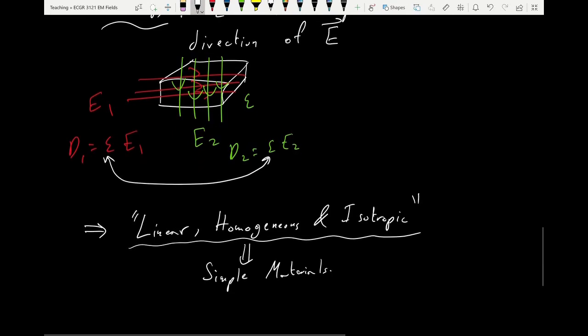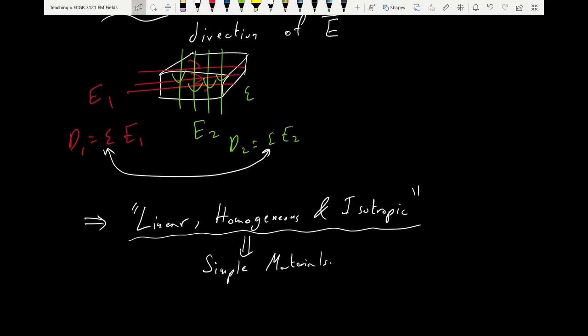Right? Other kinds of materials exist that might be linear in a certain range, but not linear all the way. Might not be homogeneous and might not be isotropic. Those kinds of materials exist. But a lot of materials for a certain range of E are really simple materials, and we can always assume that linearity, homogeneity, and isotropy apply for those materials.